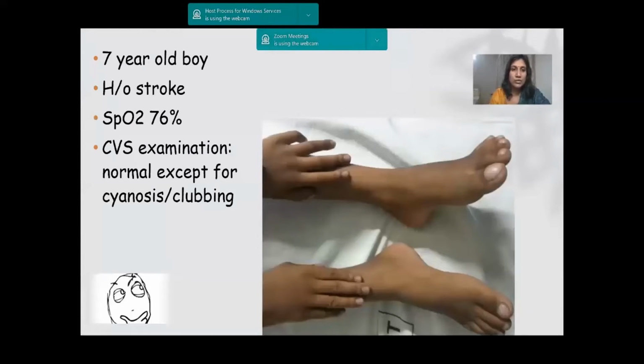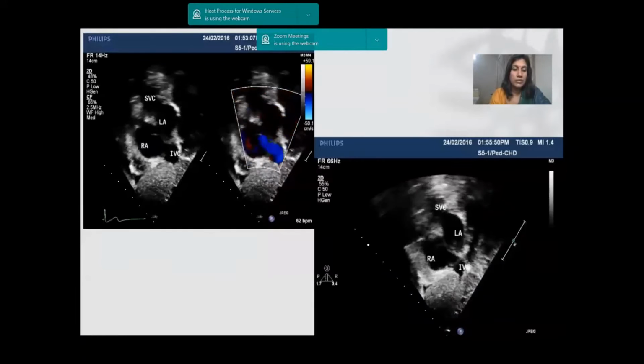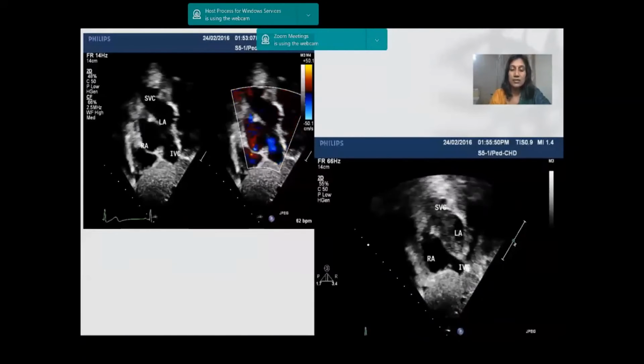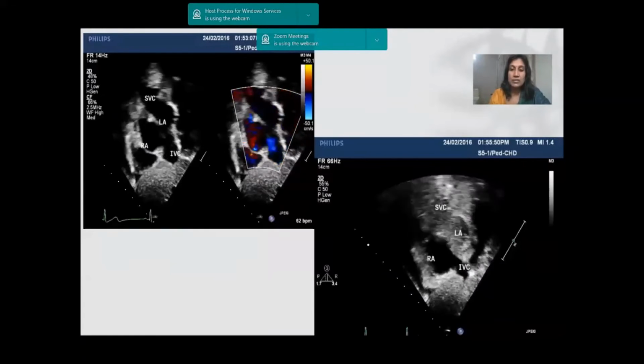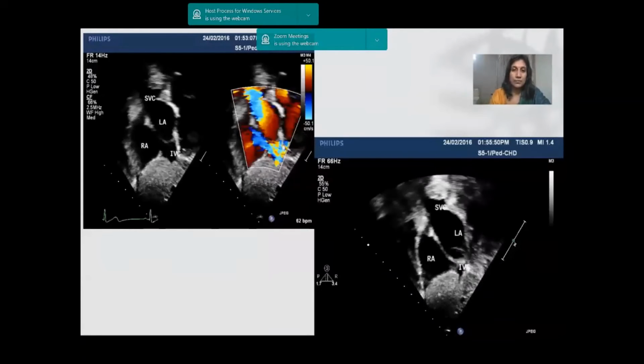A 7-year-old boy with a history of stroke was referred to us. His saturation was 76%. Echocardiogram done outside was normal. Cardiovascular system examination was normal except for deep cyanosis and grade 4 clubbing. We found that on 2D echocardiogram, the right SVC seemed to be connecting to the left atrium, which is elegantly demonstrated by the contrast echo that we have done by injecting agitated saline through his right cubital vein.